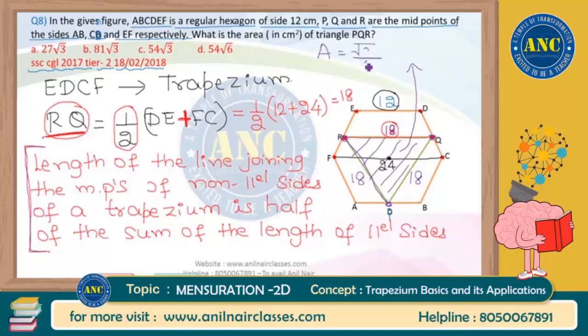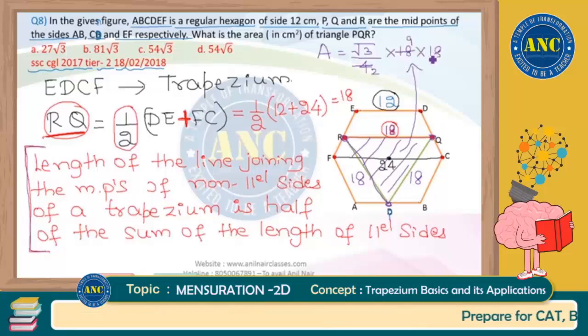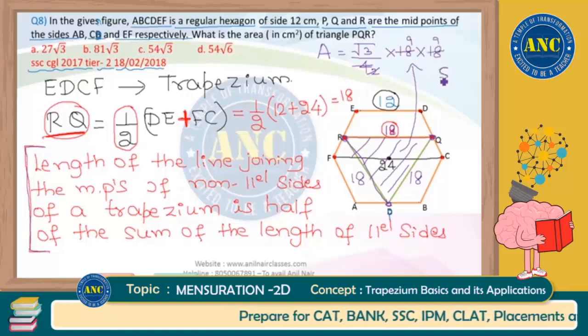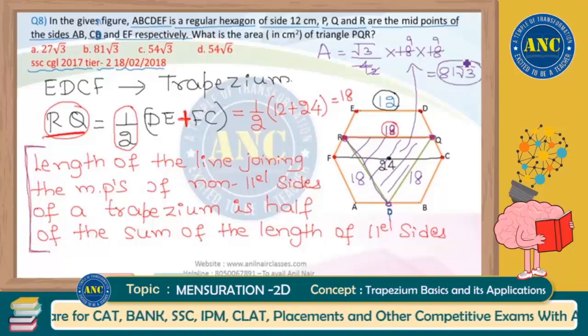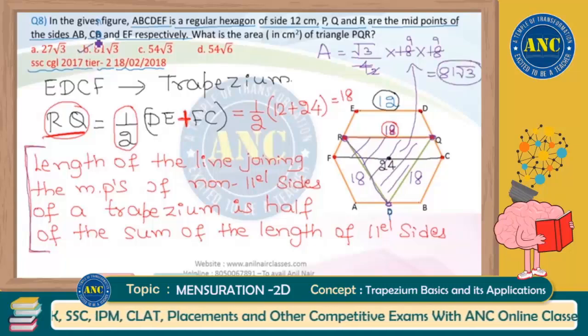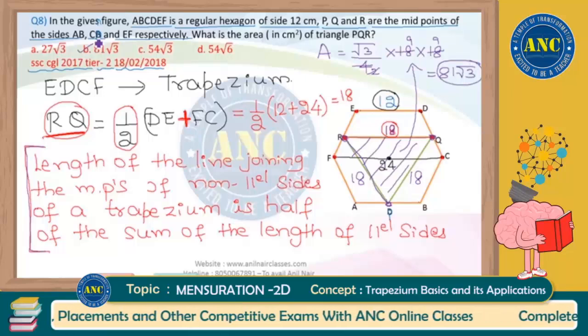Which is root 3 by 4 into side square, root 3 by 4 into 18 into 18, so 2 into 2, so 2 into 9, so this finally becomes 9 into 9. Answer for this extremely beautiful question is 81 root 3, which is nothing but option B. I hope this is very very clear.